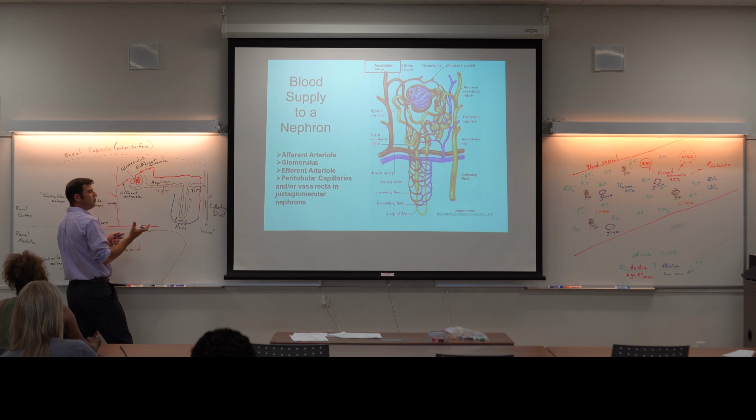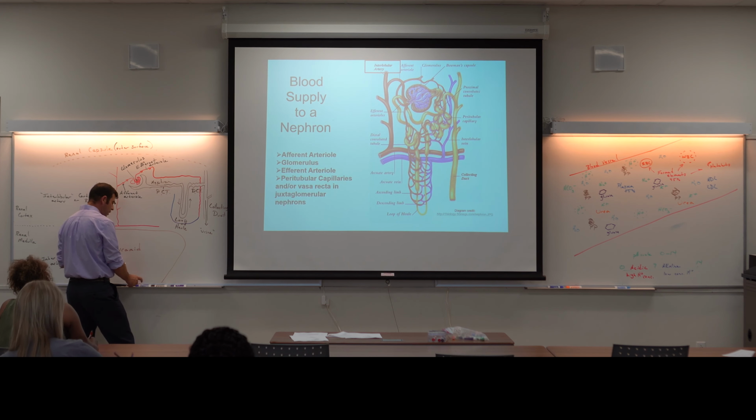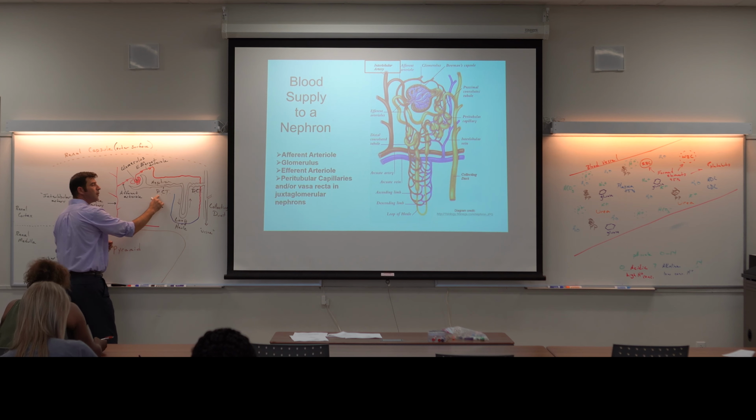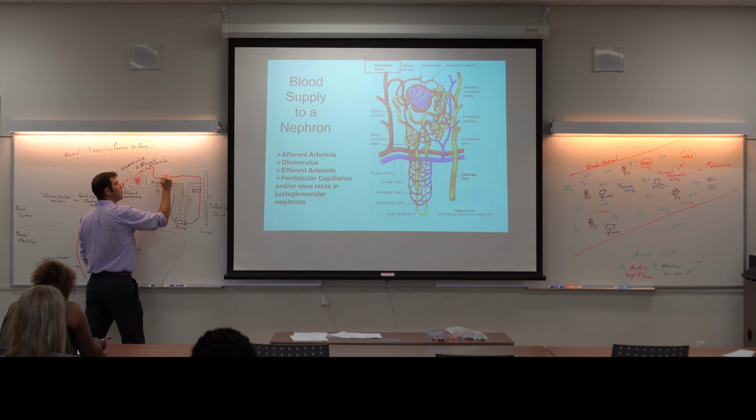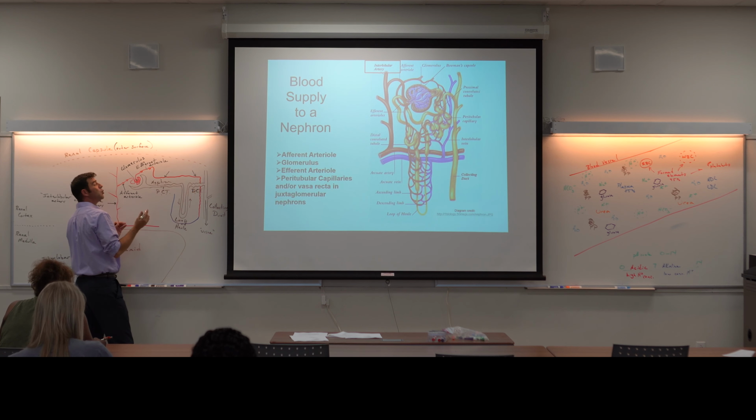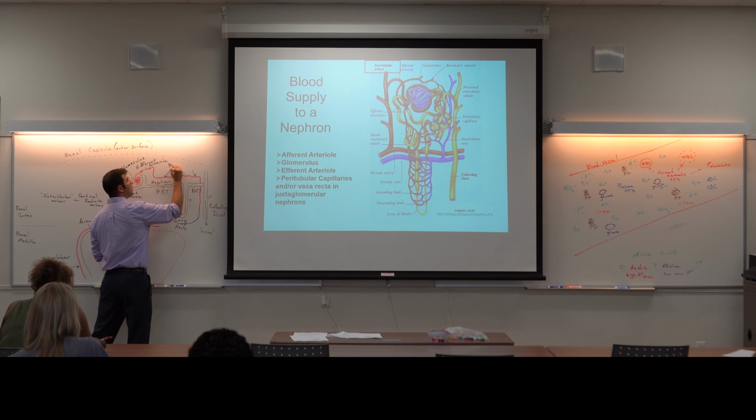So we're going to see blood vessels as they wrap around parts of the nephron. We're going to label these parts of the blood vessel close to the proximal convoluted tubule and distal convoluted tubule, this part and that part. Those are going to be called paratubular capillaries.